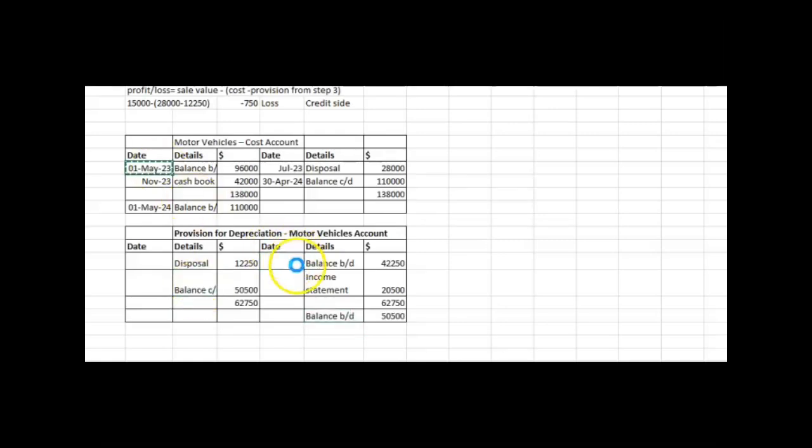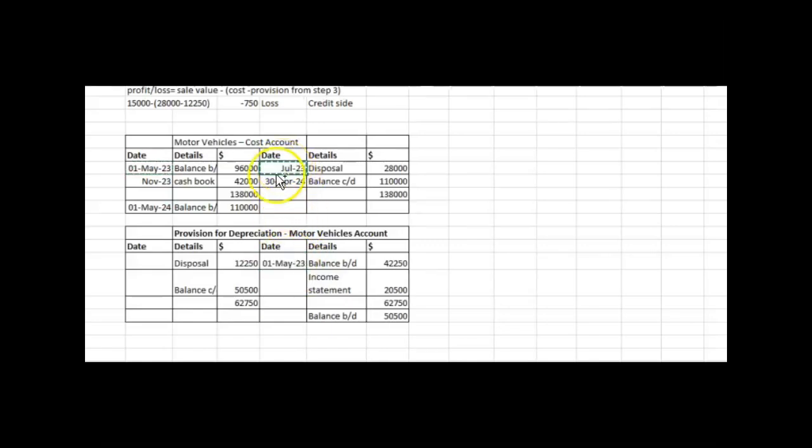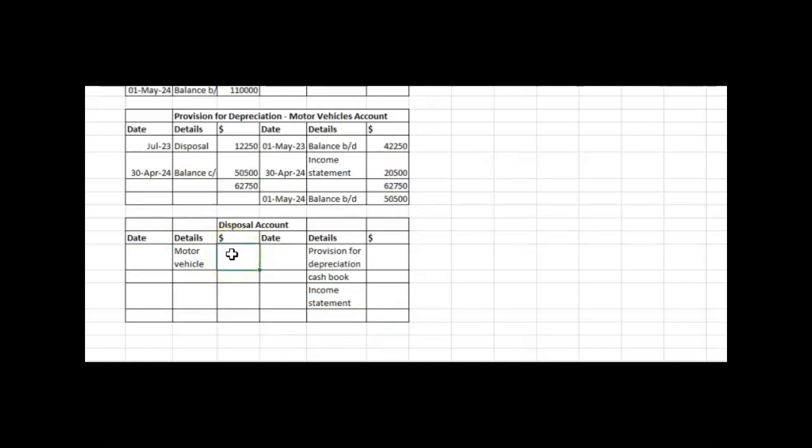Now put the dates. The balance BD is beginning of the year date, May 2023. Disposal is date of sale, July 2023. Income statement is year-end date, April 2024. Balance CD is year-end date, April 2024. And balance BD is beginning of next year, May 2024.